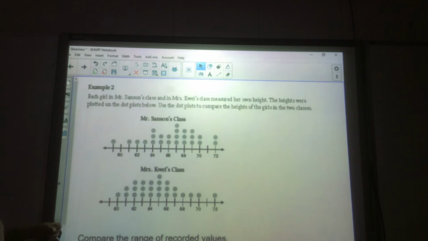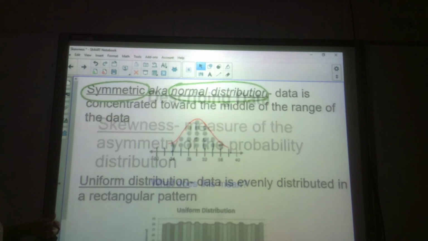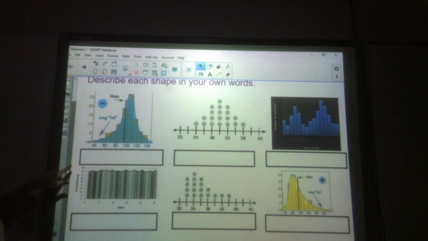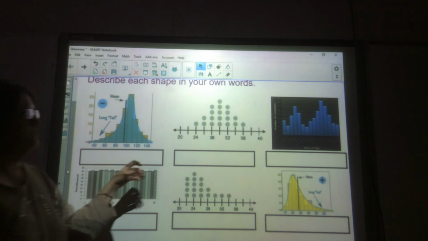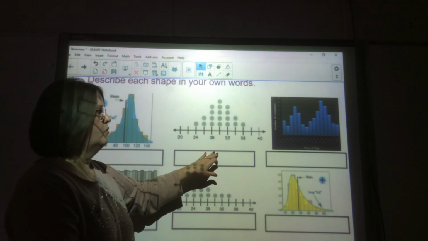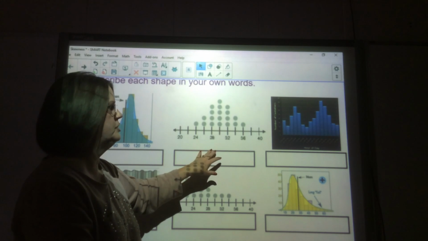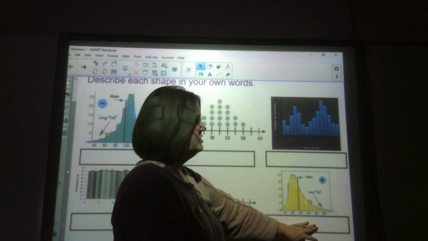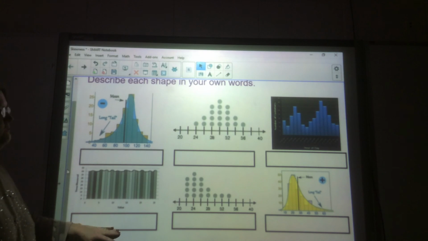Now we're going to look at some questions up here that I want you to see, and we're going to name them. This one is skewed how? Left. This one is symmetric or normal distribution. This one is bimodal. This one is skewed left, and this one is uniform.